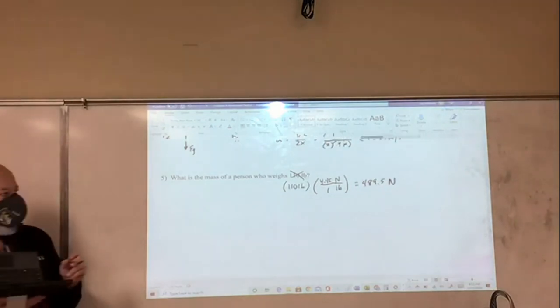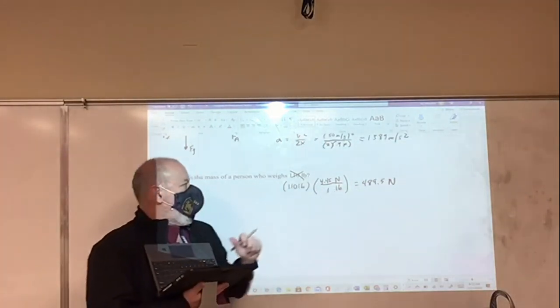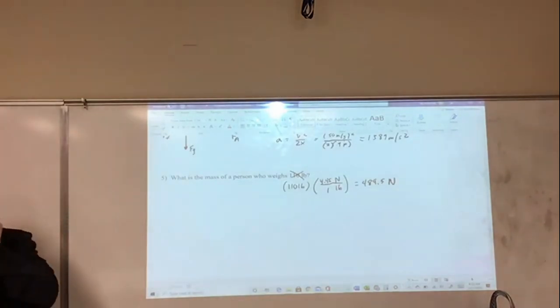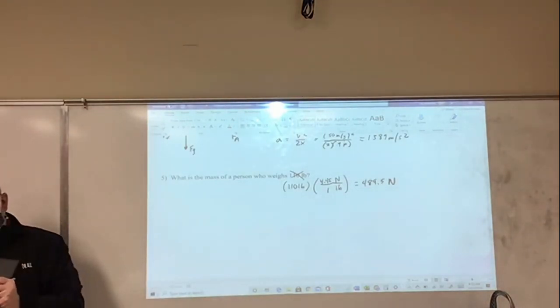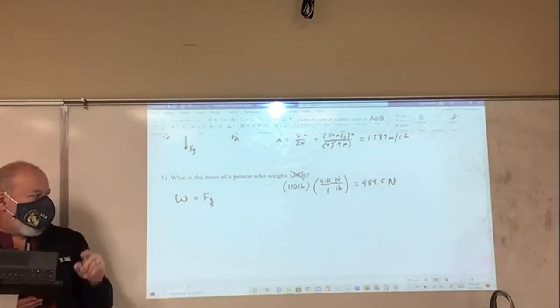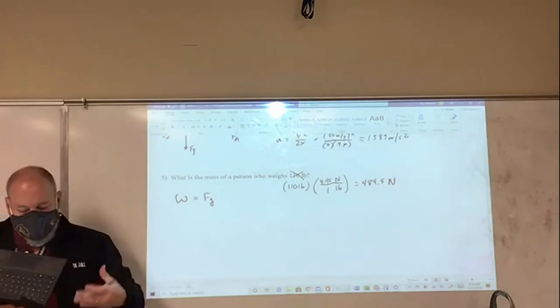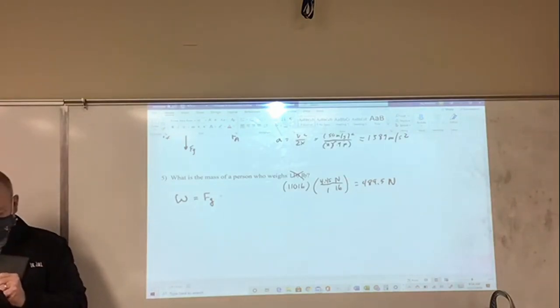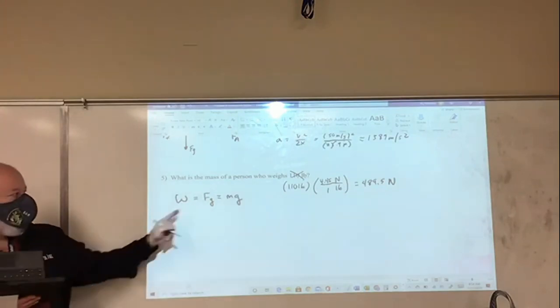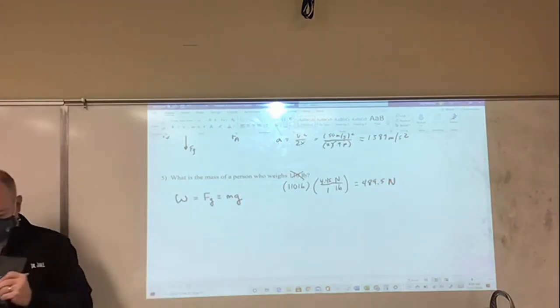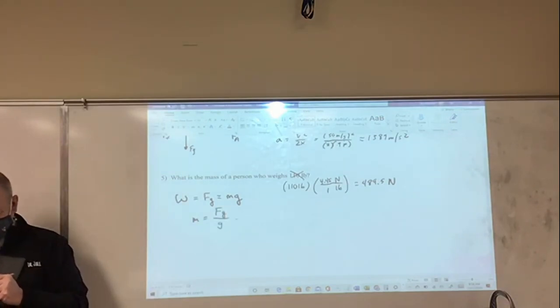Okay, so that's the first thing I need to do. I need to get this into newtons so I can figure out what the mass is. Now, I know that weight equals force due to gravity, right? We know this. The force due to gravity on my mass is my weight. And I know that that equals mg. Okay, so burn that into your brain. I will expect you to know that the force due to gravity equals mg. And so I want the mass, so mass equals force due to gravity divided by g.